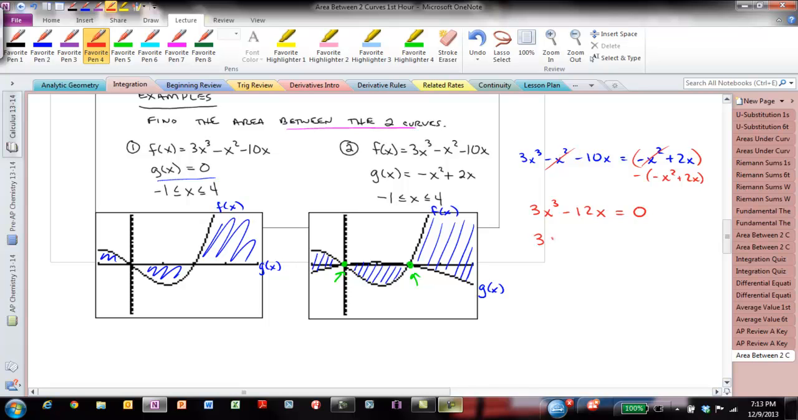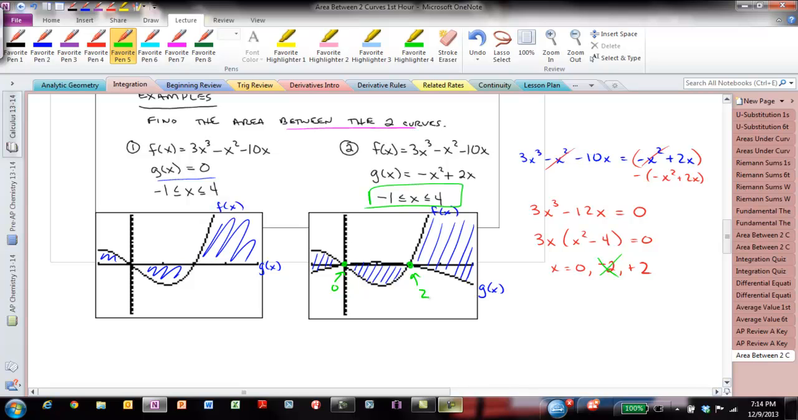I'm going to factor out a 3 and an x, and I have x squared minus 4 equal to 0, and so I get x equals 0 and positive and negative 2. Those are separate, negative 2 and positive 2. So I get my 3 values. What I need to point out, first of all, is that negative 2 is not in our interval, so I just need the 0 and the 2.